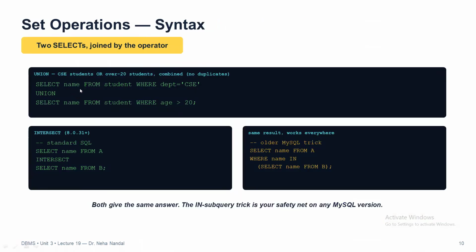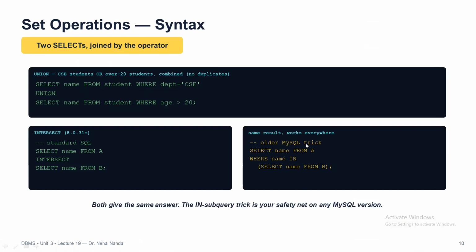So select name from student where department is CSC. And then select name from student where age is greater than 20. And then we want combined data, no duplicates. Then we will append union between these two queries. So it will give us the result. In the same way, select name from A, select name from B, then perform intersection on any two tables. If you have only one table and you want to perform these operations on the same table, you have to write both queries with the same table.